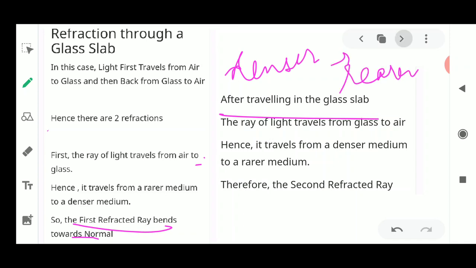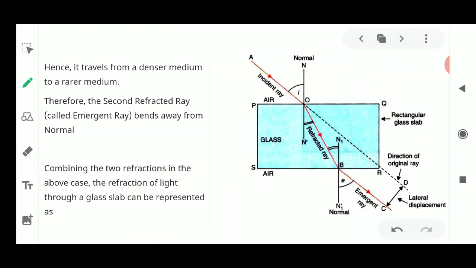Okay, next thing is that when we combine these two things, when it is traveling from the denser medium to a rarer medium, the second ray becomes the emergent ray. Now one more new concept has come up: instead of calling it the incident or the refracted ray, we are going to give it a third name, that is the emergent ray. Now what is this emergent ray?